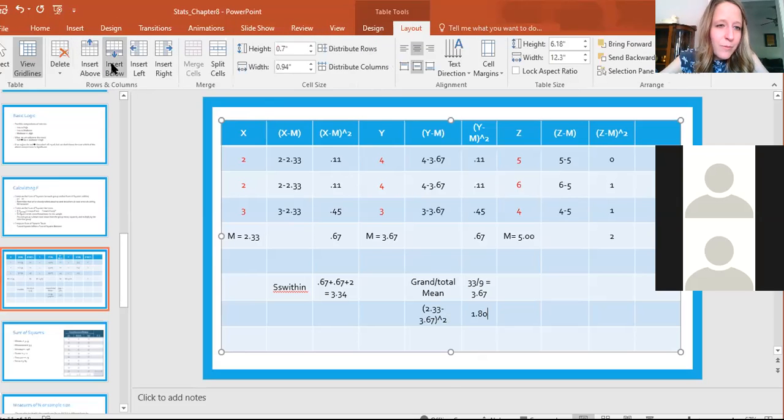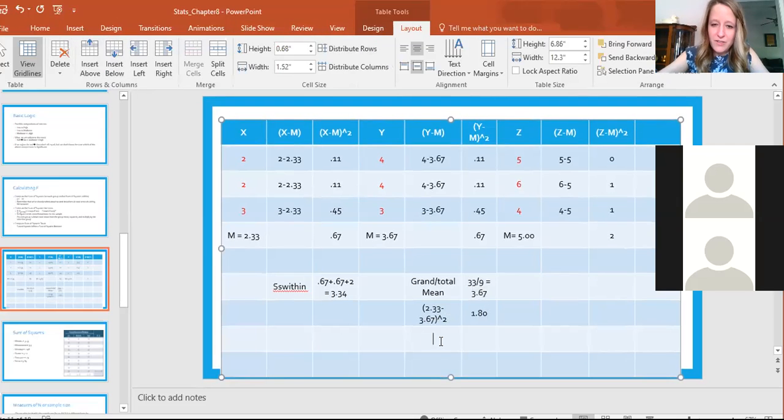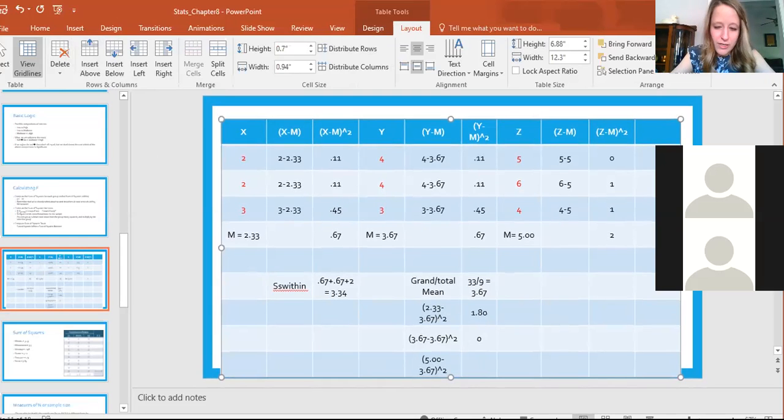I'm going to give myself one more column below here. Okay, and then I want to take my 3.67 minus my 3.67. So that will be 0, and 0 squared is 0. And then I want to finally take my last group mean of 5 minus my 3.67 and square that. And that should give me 1.77.